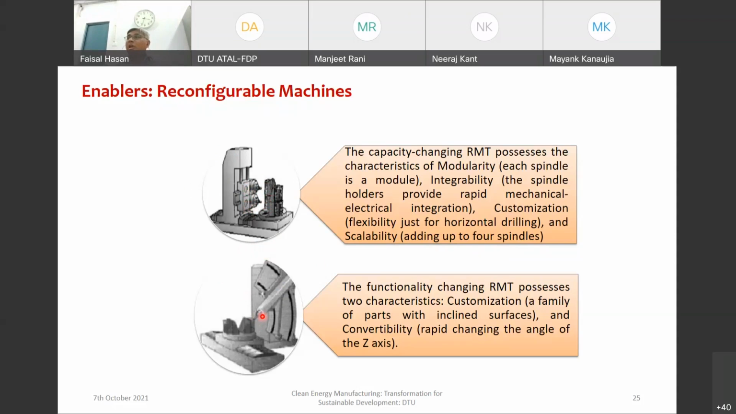Now, functionality changing RMT. Say at one point of time, I want a hole parallel to the x-axis. At another point of time, I want a hole which is at 90° to the x-axis, or on the y-axis. So I must have an arrangement on my machine where I can get both: a hole in line with the x-axis, and at another point of time a hole in line with the y-axis. So this is what we call the functionality changing RMT.